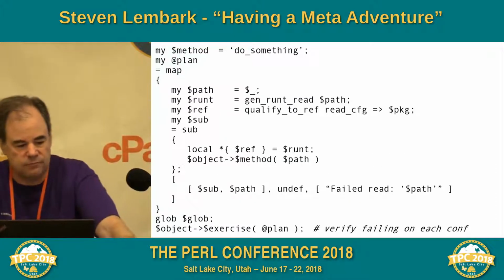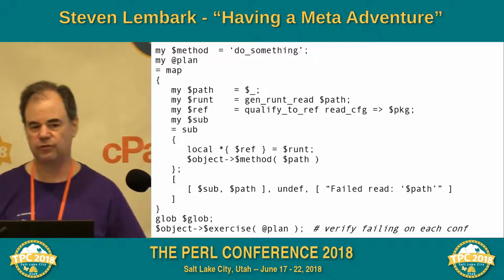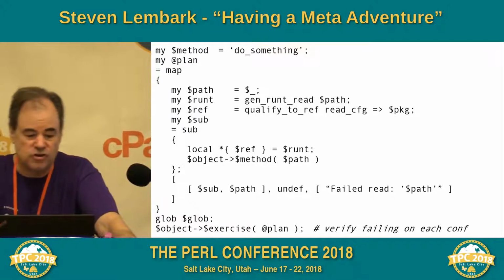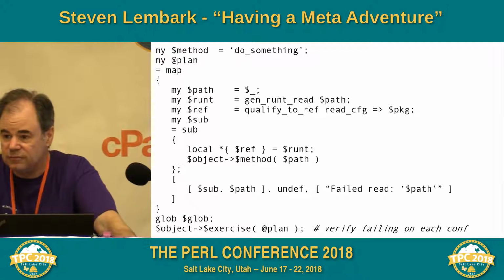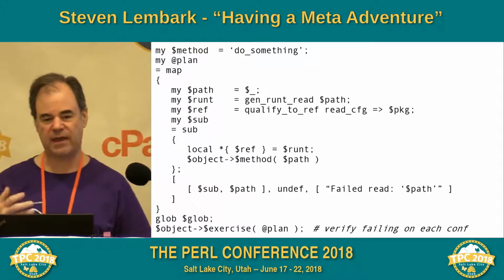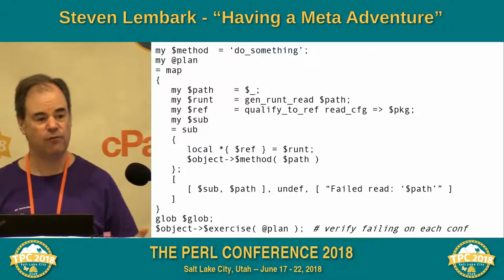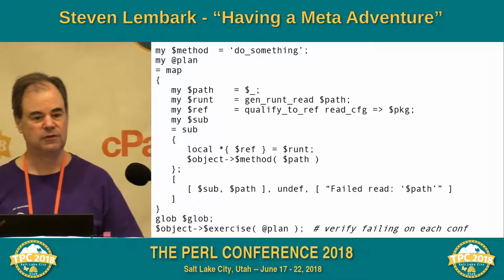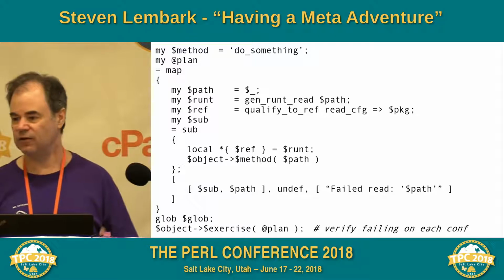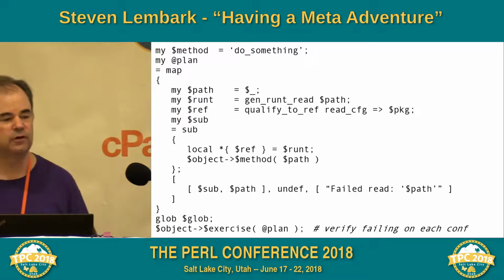So I can have a general thing that looks for a glob. It looks for all of my configuration files. It'll take each one, generate a runt read for it, generate something that takes whatever package I'm in and does the read config, and generates a closure that will fail for that one file. Notice I don't have to cut and paste anything in order to fail on these config files. All I have to pass it is a glob somewhere.